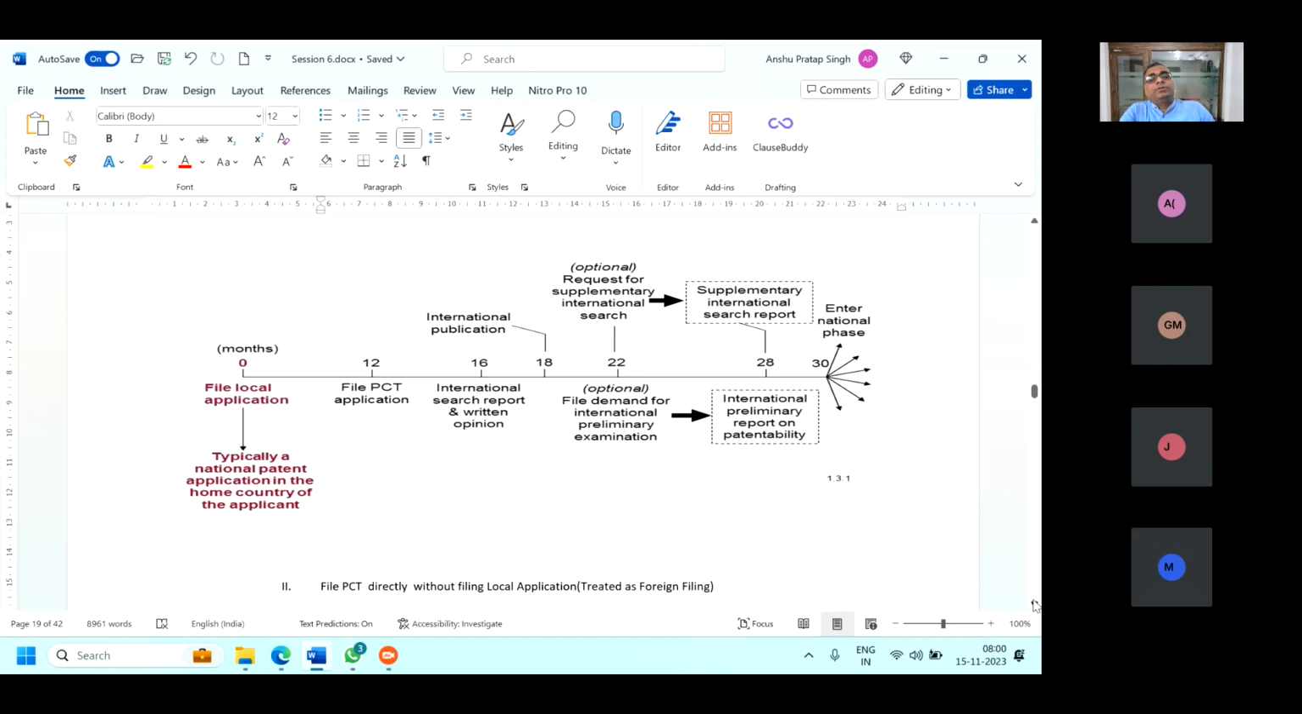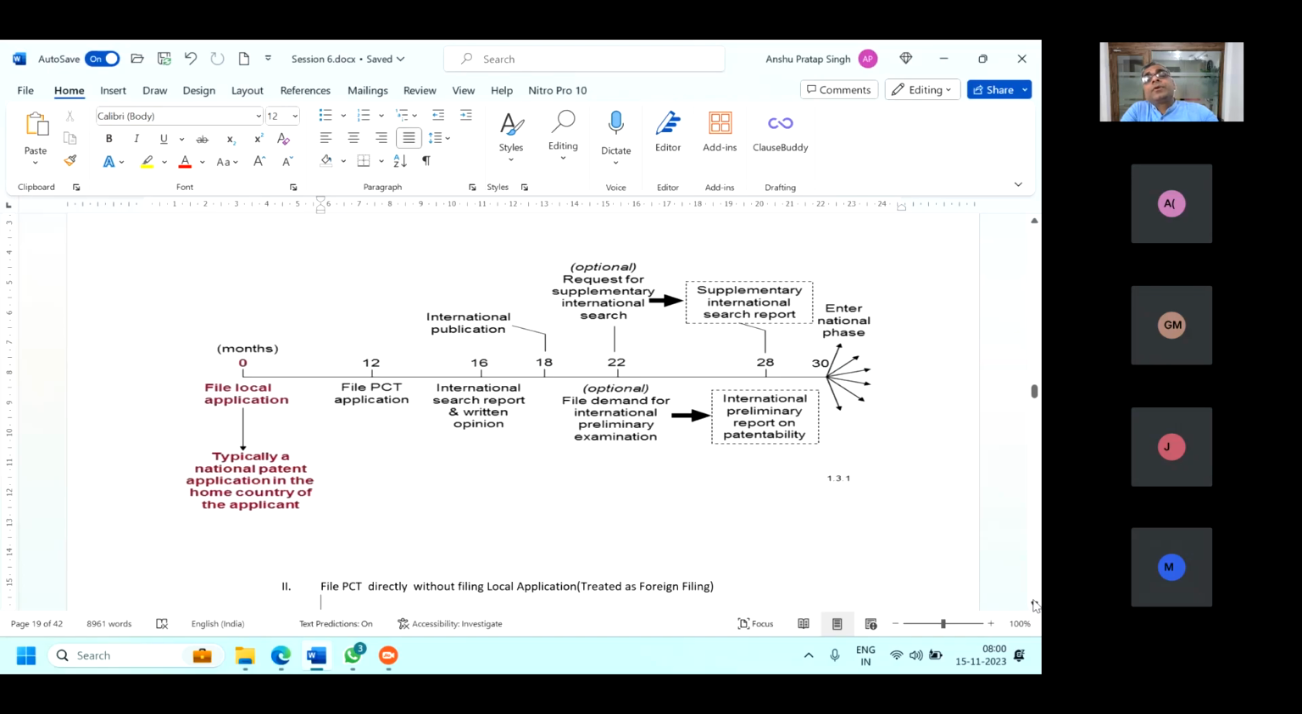Now, after 12 months, an international search report and written opinion, from the date of the priority claim, which is the base 0. From there, within 16 months, the international search report and written opinion will be given. And then by the 18th month from the 0 month, that is the date of filing of the local application, international publication will be done. Remember, 18 months for the date of publication. This is similar to what is in India. So 18 months it takes for publication.